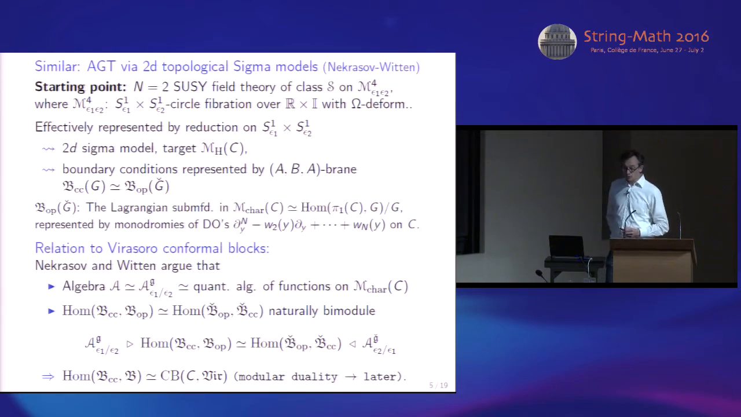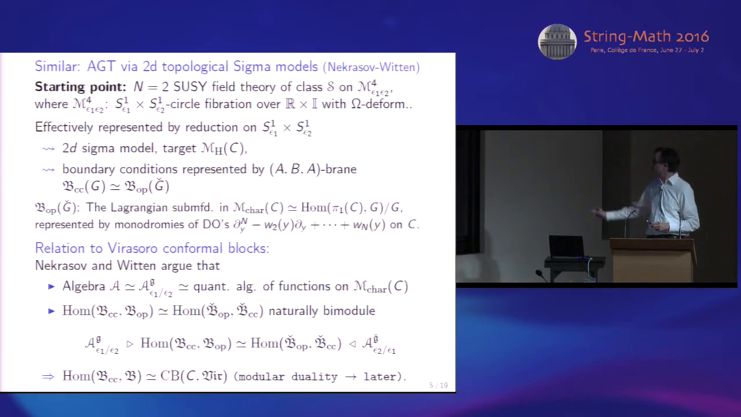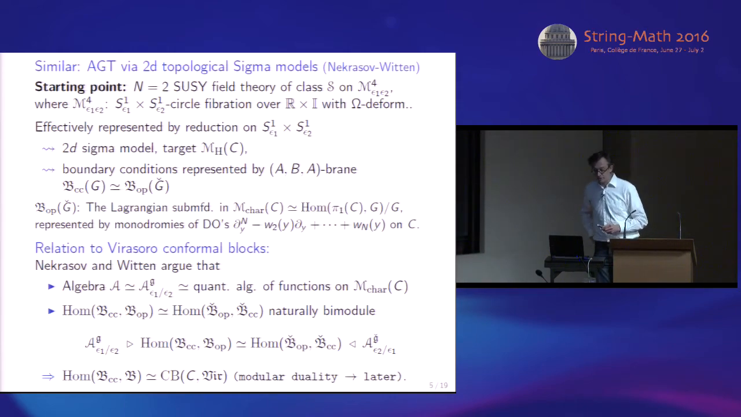Now, the goal of Nekrasov and Witten was to understand AGT, that is the relation to Virasoro conformal blocks. To this aim, Nekrasov and Witten argued that this algebra A, which is defined again by this idea of fusing open strings from, say, the left to elements of Hom(B_cc, B), in this case, taking into account the differences from the case before, becomes the quantized algebra of functions on the character variety.